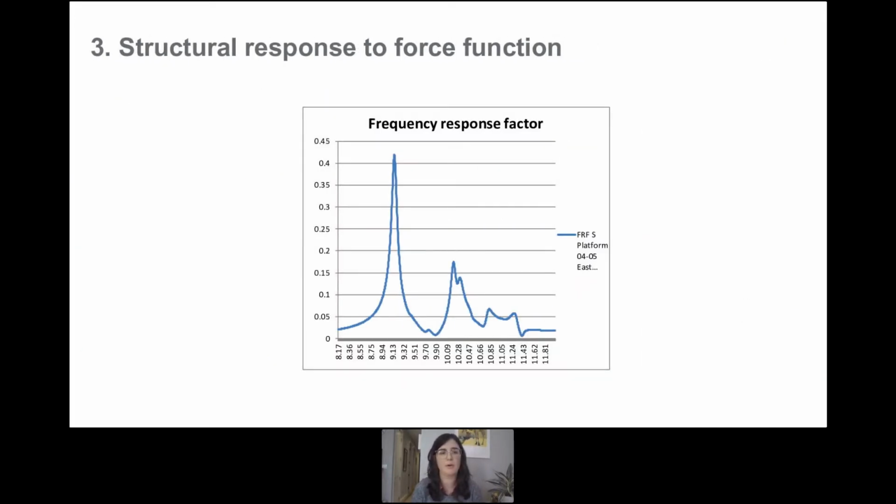And then the third component is what is the structure's response to the forcing function, and that's going to be a function of both the force applied and the dynamic properties of the structure, right? And we'll get into how you do that, but we'll use that information to determine what is an acceptable performance criteria for our given structure.